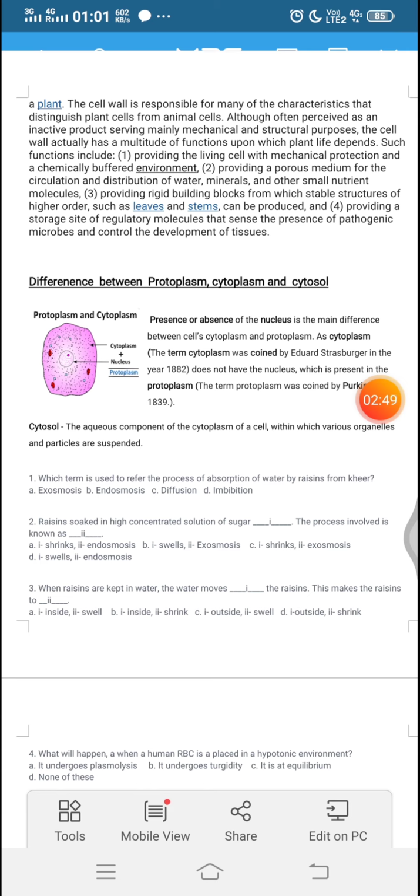And cytosol is only the aqueous component of the cytoplasm. Now we are not discussing the nucleus or other things. Whenever we use the term cytosol, it means the aqueous part, not any other part. Whatever is suspended inside that liquid part is considered as cytosol.